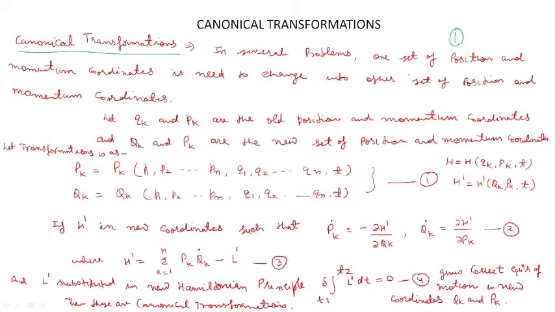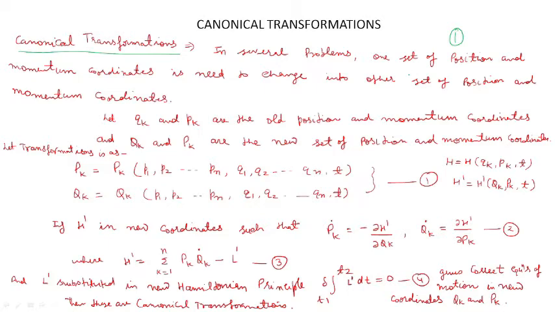If H dash in the new coordinates is such that Pk dot is equal to minus del H dash over del Qk, and Qk dot is equal to del H dash over del Pk, let us say these are equation number 2, and here H dash is equal to sigma k from 1 to n Pk Qk dot minus L dash. Let us say it is equation number 3. Here, if L dash is substituted in the new Hamilton's principle, then delta integral t1 to t2 L dash dt equals 0. It gives the correct equations of motion in the new coordinates Qk and Pk, and these transformations are called canonical transformations.